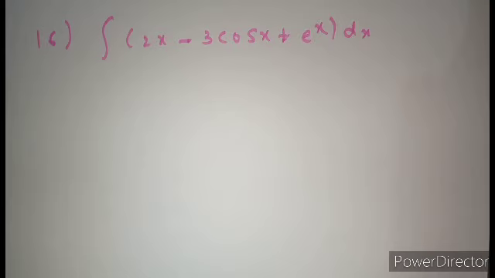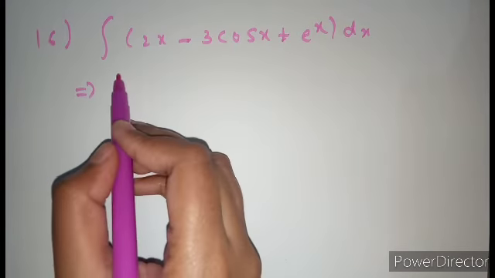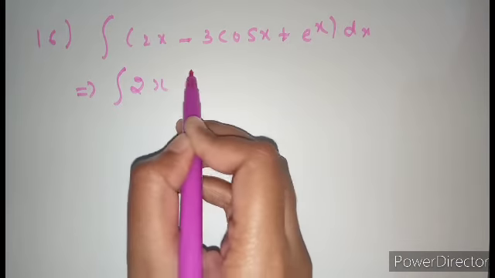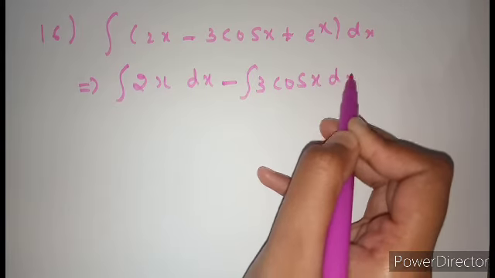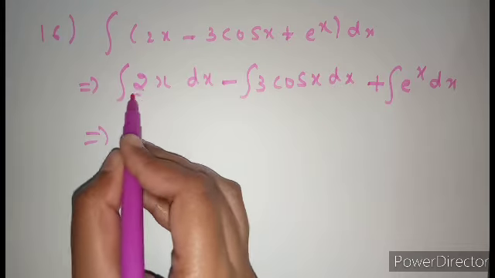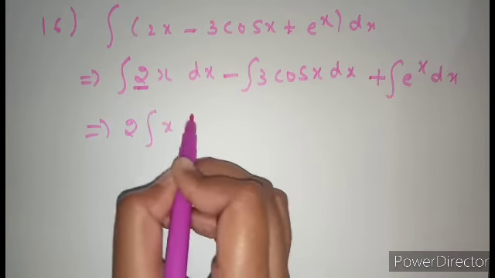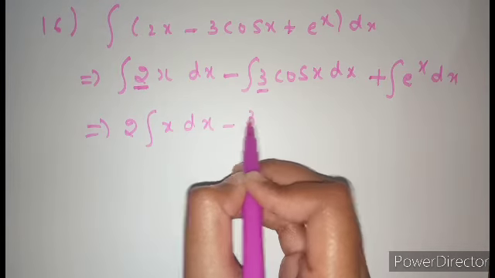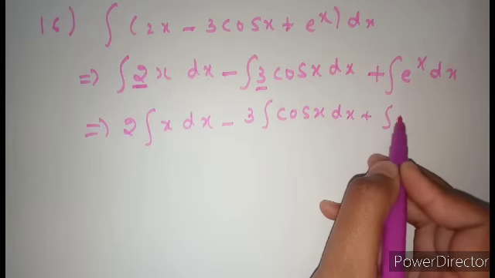Integral of 2x minus 3 cos x plus e power x dx. Right. Now try to split this integral. Integral 2x dx minus 3 cos x dx plus integral of e power x dx. Now take this 2 outside since it is a constant: 2 integral of x dx minus, take this 3 also outside, 3 integral of cos x dx plus integral e power x dx.